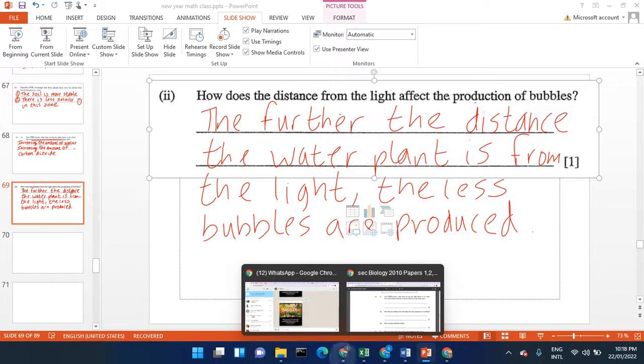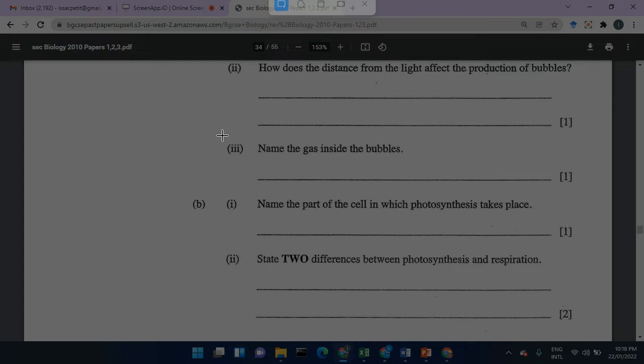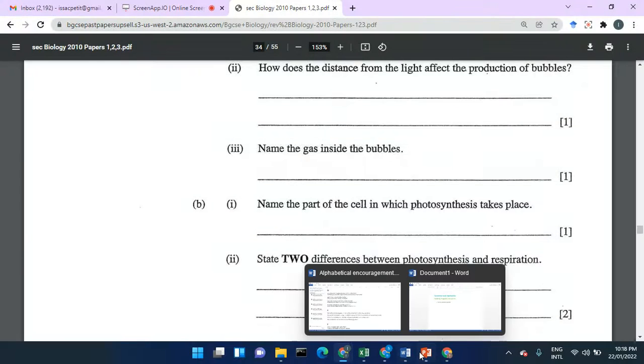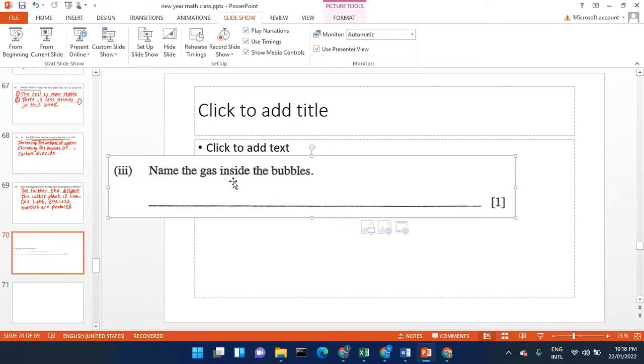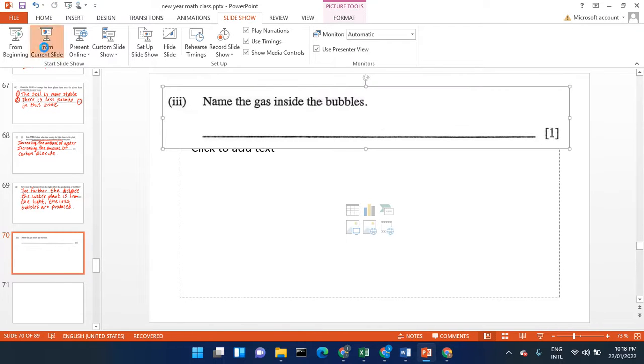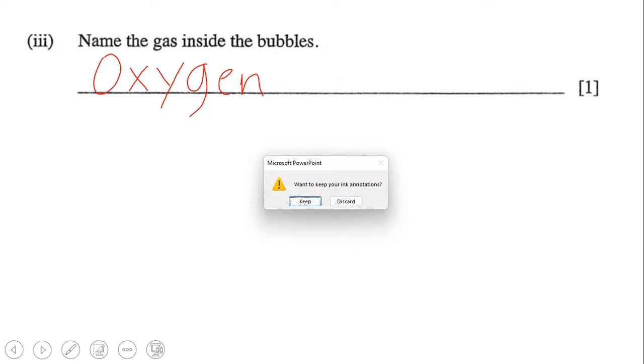Okay, great. Next up, name the gas inside the bubbles. So let's name the gas that is inside the bubbles. Let's take this question and extend it out so that we can write on it. The gas that's inside the bubbles is oxygen. Oxygen, okay? All right, let's move on.